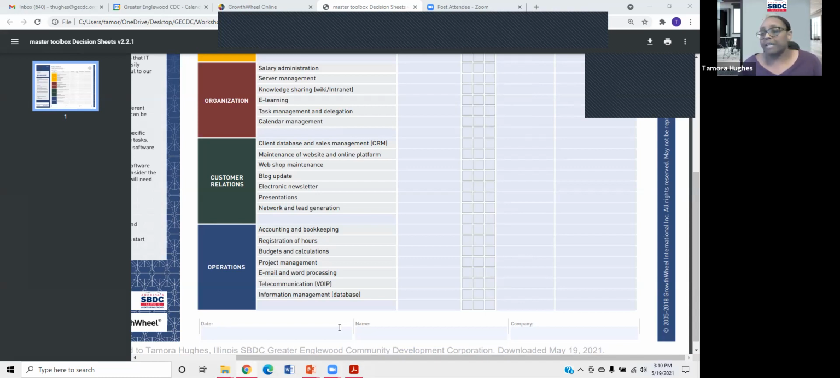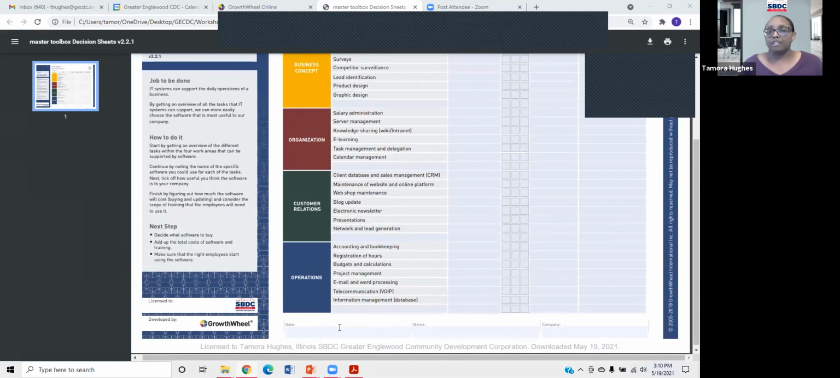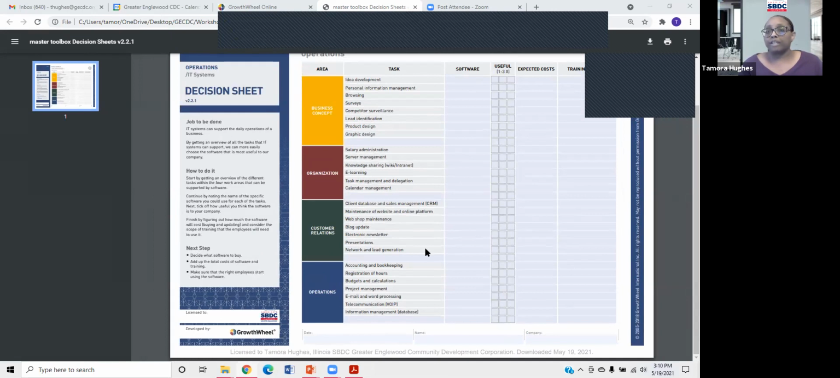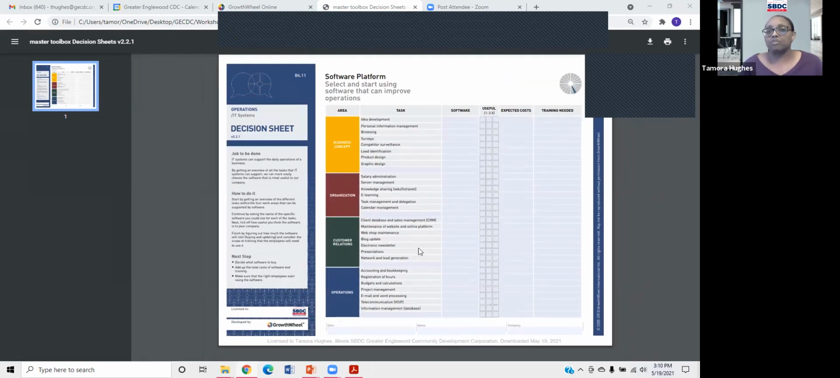And then, of course, your data and information management, your database, so that you're keeping track of everything. If you have deadlines, you're keeping track of what things are due, and all of that, you have your operations in your IT system. So this is a good worksheet to plan out the various software and IT things that you may need for the various sections.